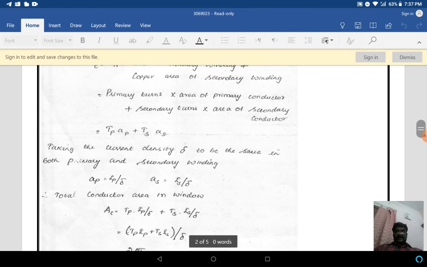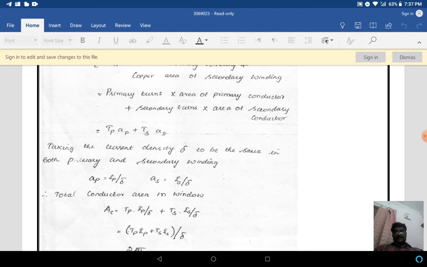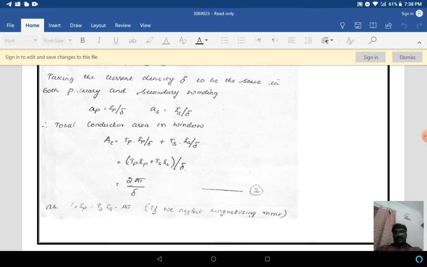Similarly, TS is the secondary turns and AS is the area of the secondary conductor. Taking the current density del to be the same in both primary and secondary windings, because we are winding both primary as well as secondary in both the limbs. So we can write the primary conductor area AP is equal to IP by del, and AS is equal to IS by del. So the total conductor area in the window AC is equal to TP IP by del plus TS IS by del. Here del is common, so AC is equal to (TP IP plus TS IS) by del.